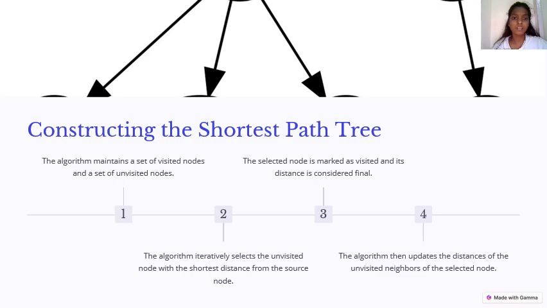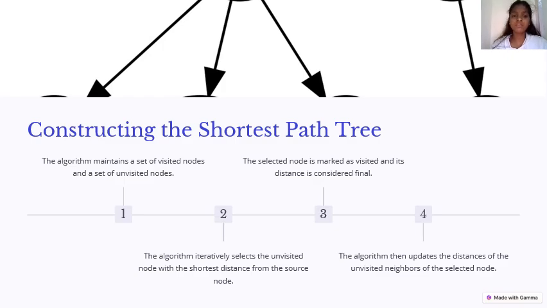Next is constructing the shortest path tree. The algorithm maintains a set of visited nodes and a set of unvisited nodes. This is the first thing we have to do to construct the path tree. The second is that the algorithm iteratively selects the unvisited node with the shortest distance from the source node. The third is that the selected node is marked as visited and its distance is considered final. The fourth is that the algorithm then updates all the unvisited neighbors of the selected node.